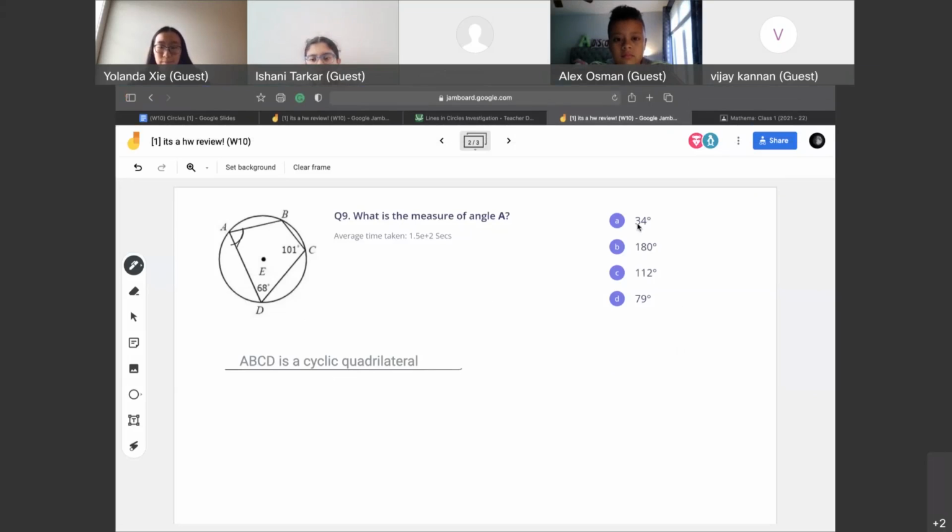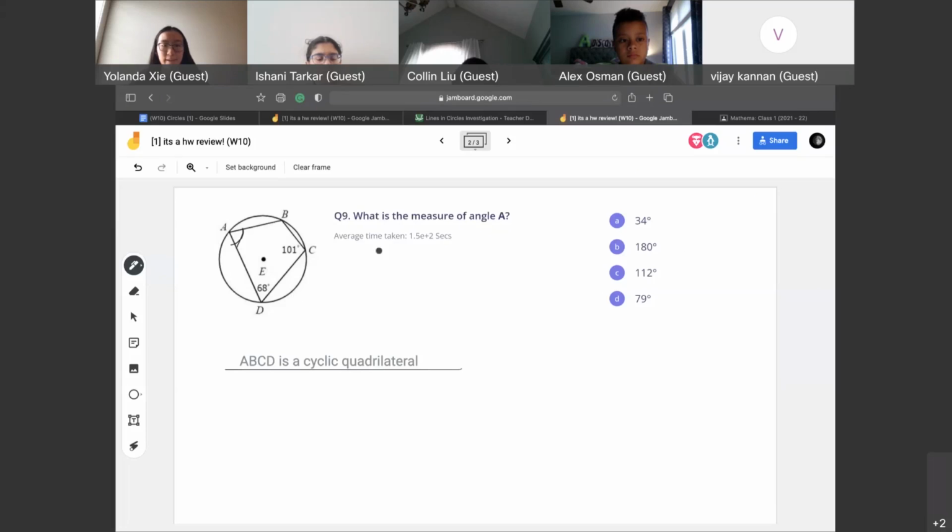It's 79 because in a cyclic quadrilateral, I'm pretty sure in any quadrilateral, the opposite angles add up to 180 degrees. Okay, yeah, you're right. The answer is 79, so good job. It does have to be a cyclic quadrilateral, so all the points have to be on the edge of the circle. But other than that, you're exactly right. The answer here would be 79 because A plus C adds up to 180 since they're on opposite sides. And since C is 101, we know that A has to be 79 degrees.